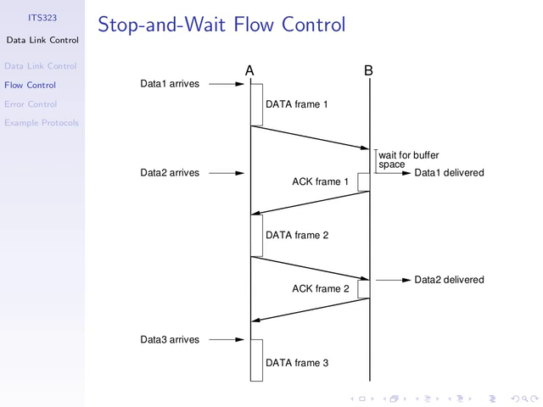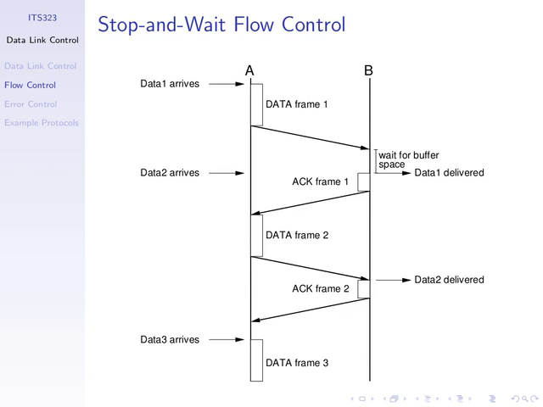A does nothing at this point in time because it has no more data to send. We had data 1 transmitted and ACK, data 2 transmitted and ACK. At this point in time, there's no more data to send. We do nothing. And then data 3, some more data arrives, so we transmit, and we could follow that diagram as more data comes.